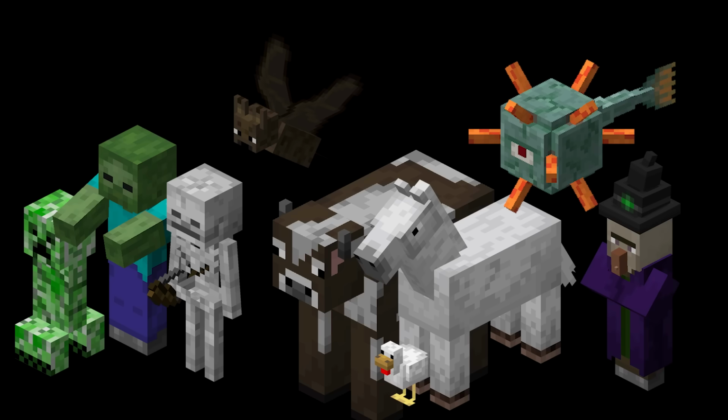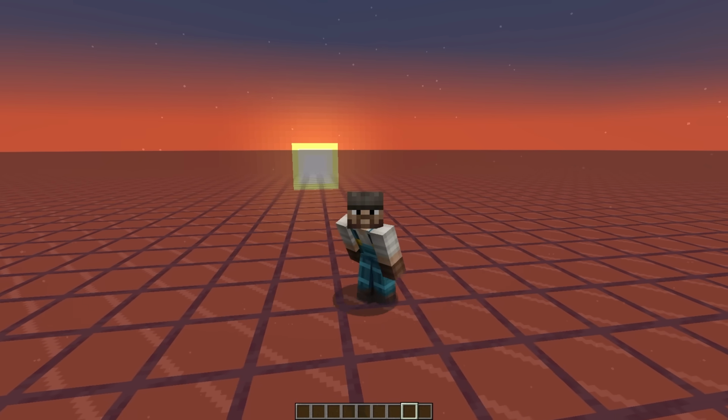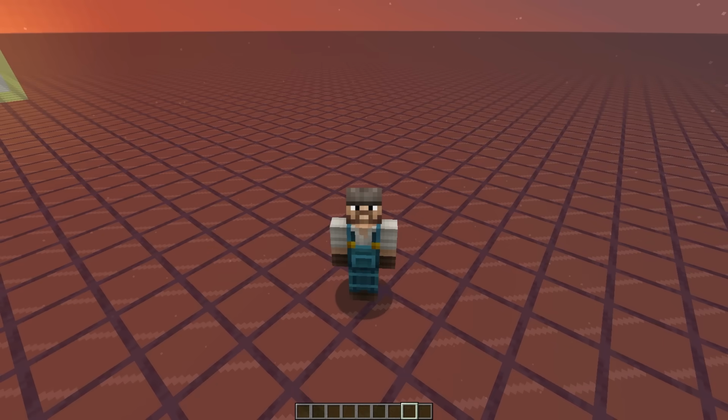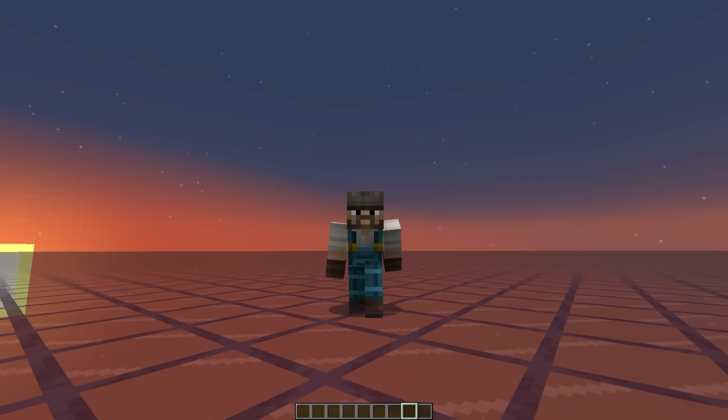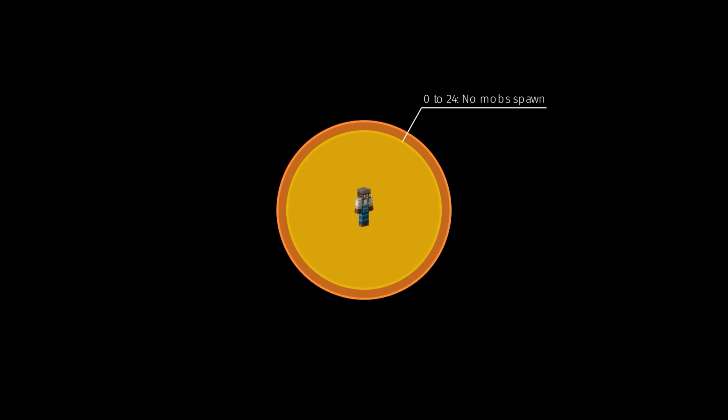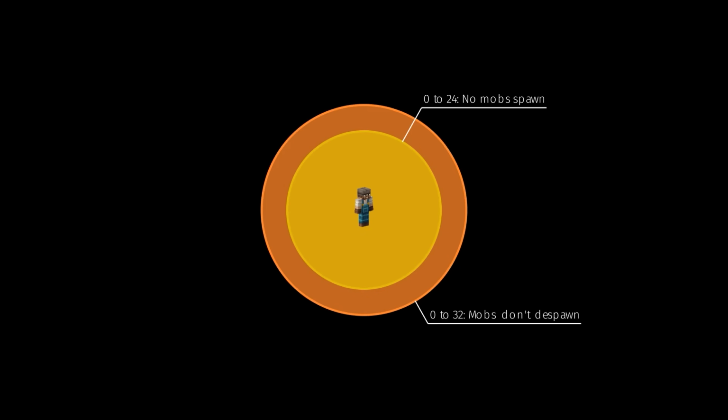Behind the natural spawn cycle is the spawning algorithm, which is what this video is really about. And while it's quite simple in the basics, it also has a significant number of little details that are important to understand when maximizing farm efficiency. So for the basics of spawning, all spawning happens around players. Between 0 and 24 blocks away from the player, mobs will not spawn. Inside of 32 blocks, mobs will not despawn.